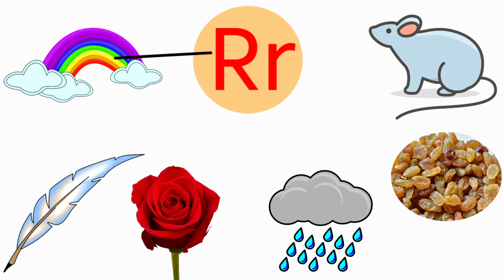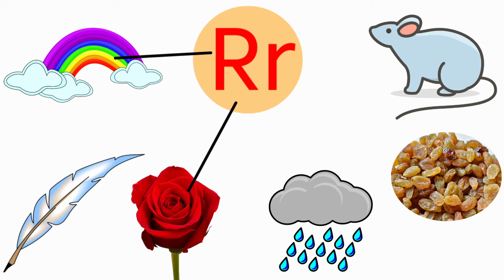Next one, rose. Rose. The beginning sound of the picture rose is R. And the sound of the letter R is R. Both are same sounds. So, we are going to draw a line from letter R to rose.